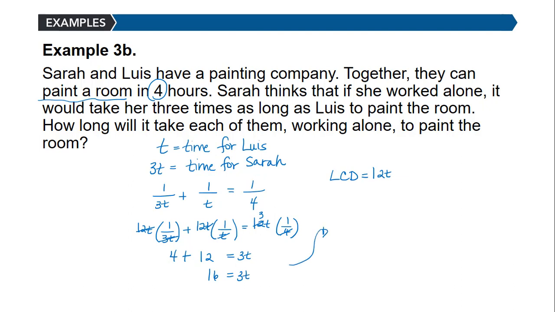So divide each side by 3 to get 16 divided by 3 is equal to T. So we need to find the time working alone to paint the room. The time for Lewis is 16/3 of an hour, which is the same thing as 5.3 hours if we approximate. And then Sarah's time is 3 times that. So her time is 3T, or 3 times 16/3, which would be just 16 hours.